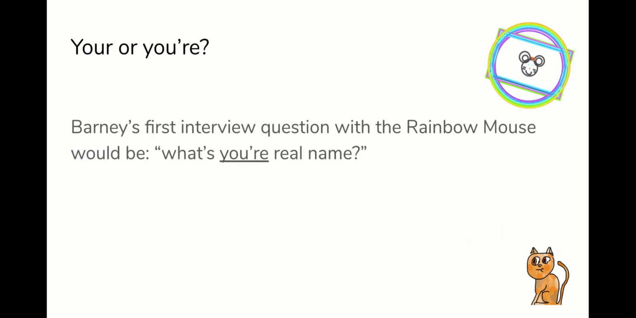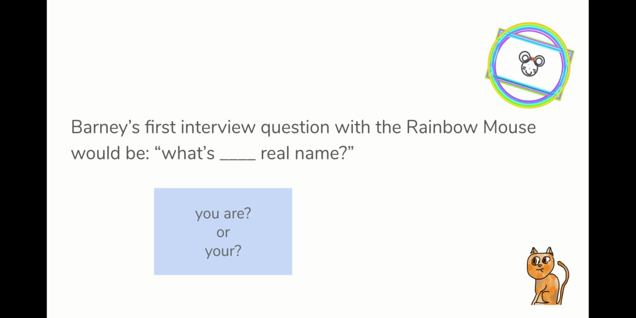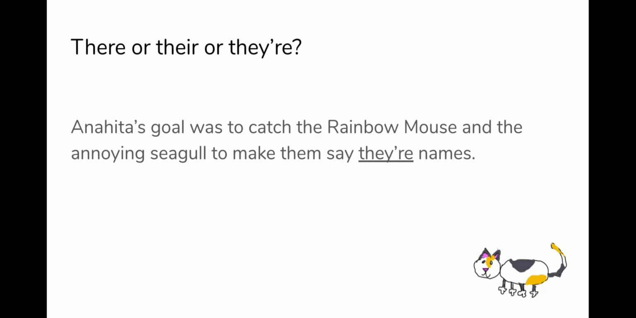Another common error is you're or your. Barney's first interview question with the rainbow mouse would be, "What's your real name?" So in this case, we have to ask ourselves, do we mean you are or do we want your? What's you are real name? That doesn't sound right. So we're not going to push those two words together and use an apostrophe. We want this your.